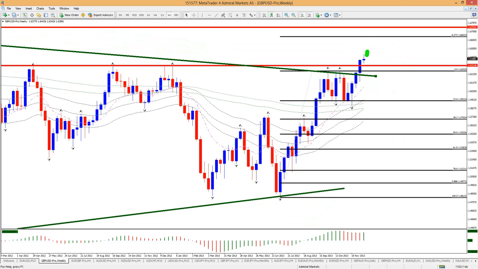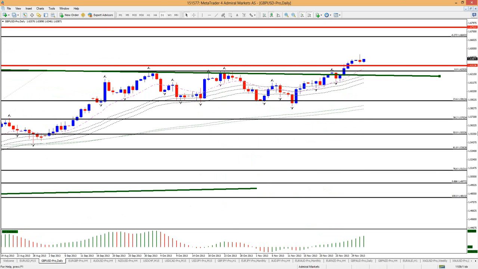Obviously, it could still move up in one shot before it makes a retracement, right? We have to be on guard for both. Strong bullish weekly candles, third in a row, in fact, last week. Let's go to the daily.